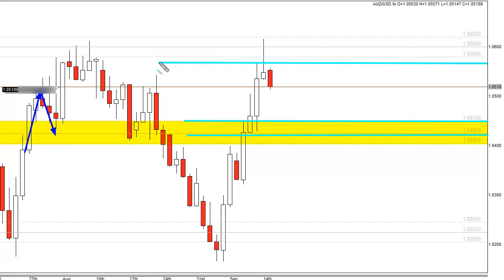1.0560, let's call it. That'd be a better stop loss. So that's a 40 pip stop loss with a 100 pip target.